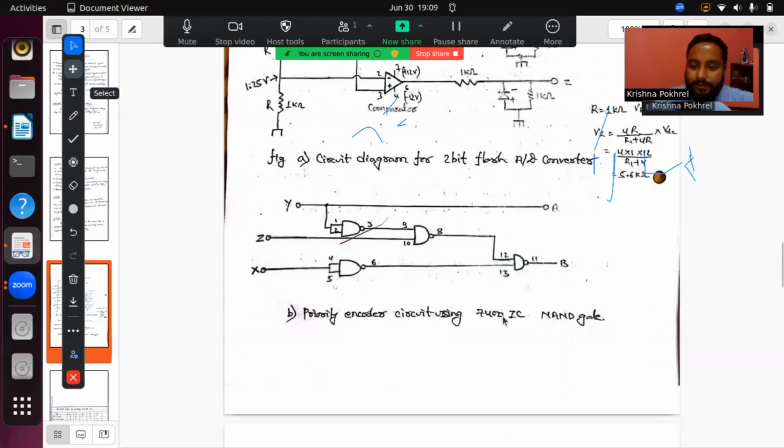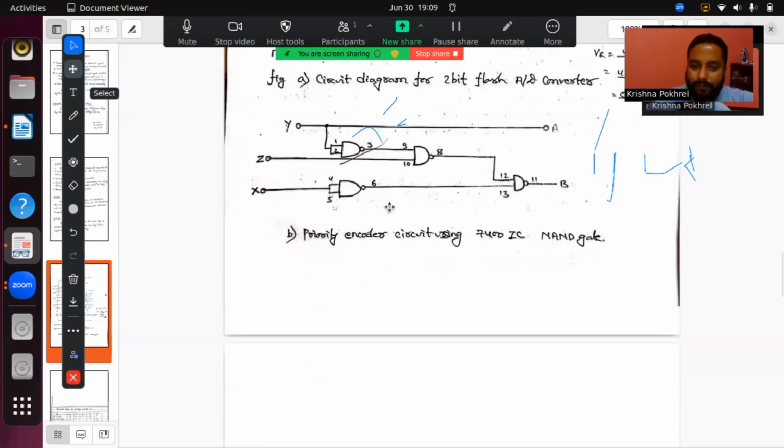So we'll take here a 7400 IC. The pins are numbered 1, 2, 3, 4, 5, 6, 7, 8. Pins 4, 5, 6, 7 will be ground. Pins 8, 9, 10, 11, 12, 13, and 14 will be given the plus 5 volt.